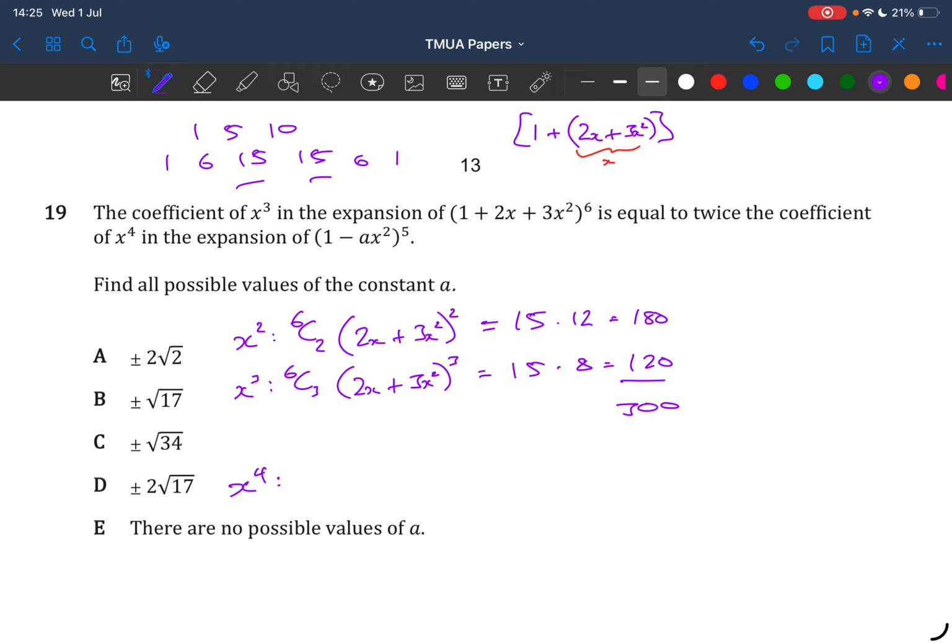Well, we're going to have 5 choose 4, which is just 5. And then this whole thing minus a to the power 4. So it's going to be just a to the power... Oh no, tell a lie. Because this is a square, isn't it? It's a square, so we want to look at the square term. So it's going to be 5 choose 2, and then we're going to have minus a times by a squared. So that's 5a squared, and that should equal the 300 we had up there.